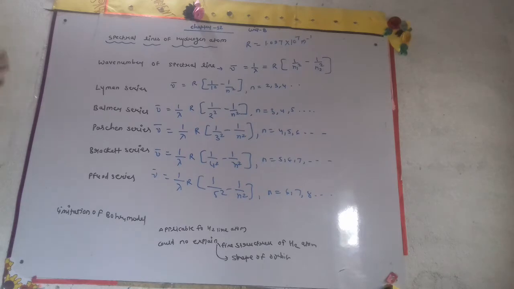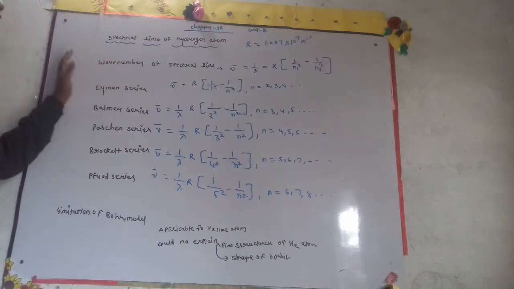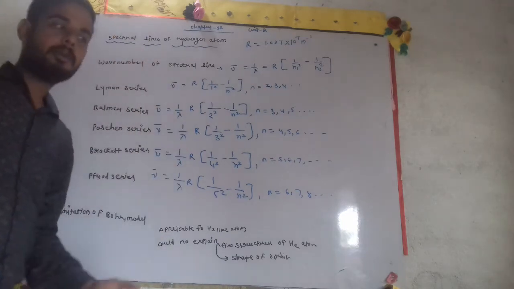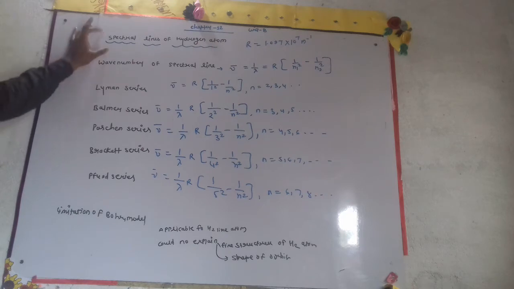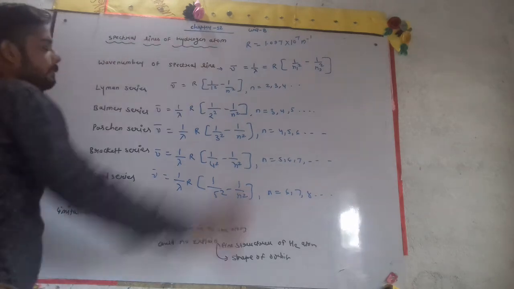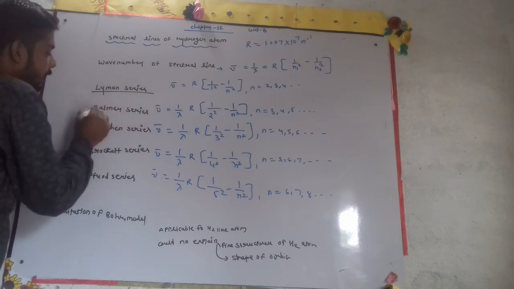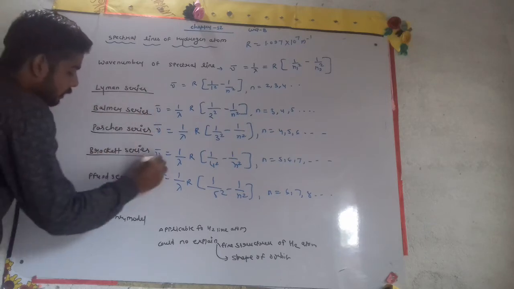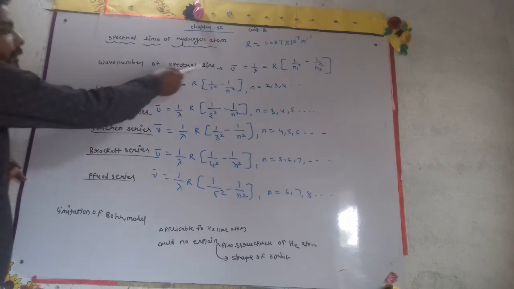Now we'll see the spectral lines of the hydrogen atom, which is a very important topic. I will explain just the numerical questions; you can read the theoretical portion in the book. You have also studied in earlier classes the five spectral series: first Lyman, second Balmer, third Paschen, fourth Brackett and fifth Pfund. Before studying this, we will study the wave number of spectral lines.